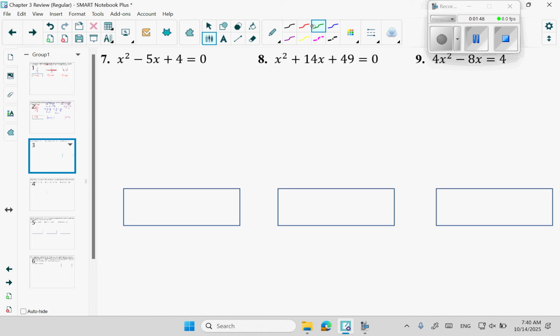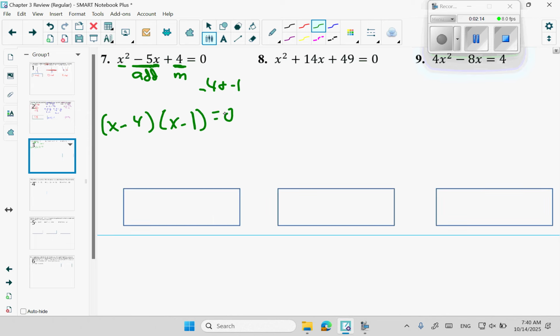Number seven, because I have an x term and an x squared term, so I have 3 things, I'm probably going to solve by factoring. So I need to find out what multiplies to 4 that adds to negative 5. That would be negative 4 and negative 1. So we get x minus 4 and x minus 1. And then I use the zero product property. I set each of those parentheses equal to 0 and solve. So my answers are going to be 4 and 1.